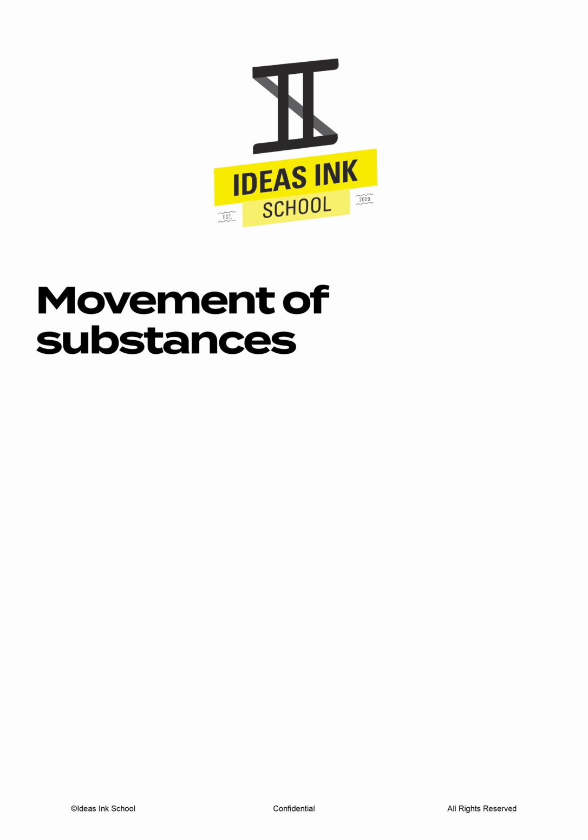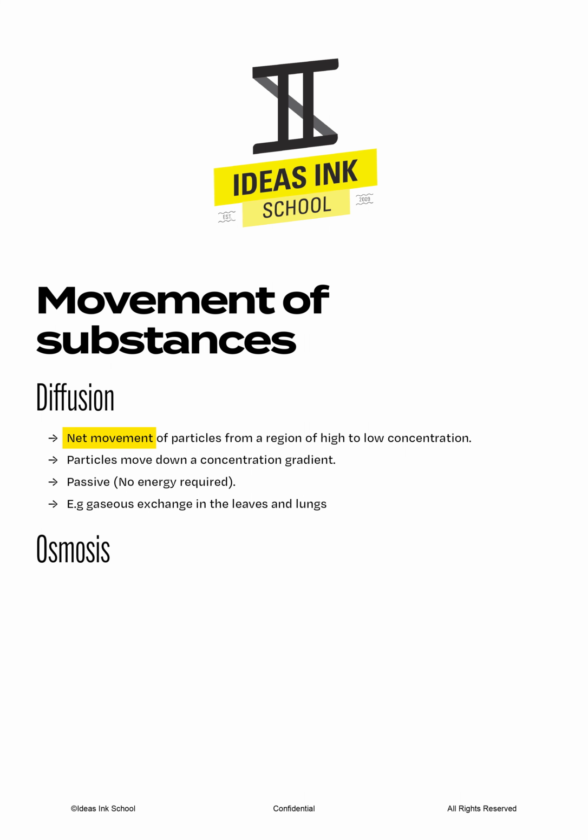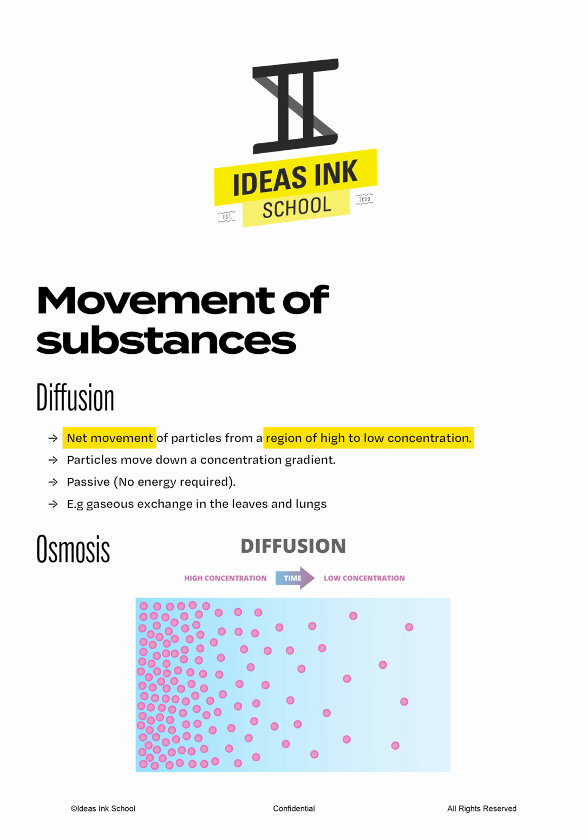The three main processes are diffusion, osmosis, and active transport. We will be focusing on diffusion and osmosis first. Diffusion is the net movement of substances from a region of higher to lower concentrations. This movement occurs down a concentration gradient and is a passive process, meaning no energy is required.